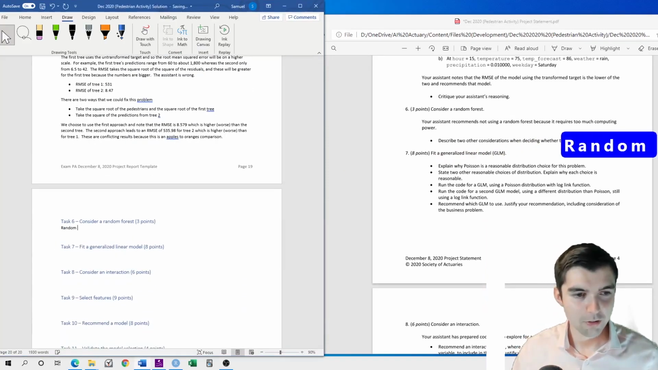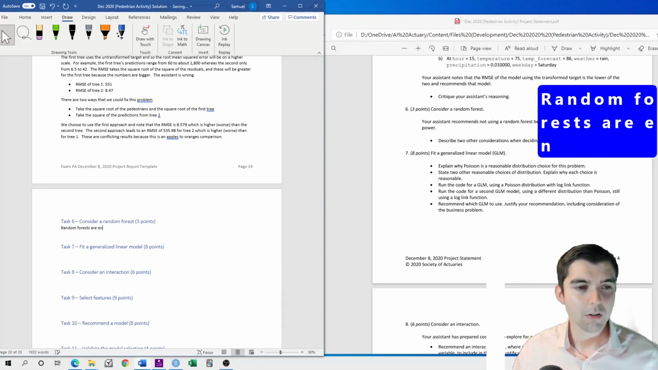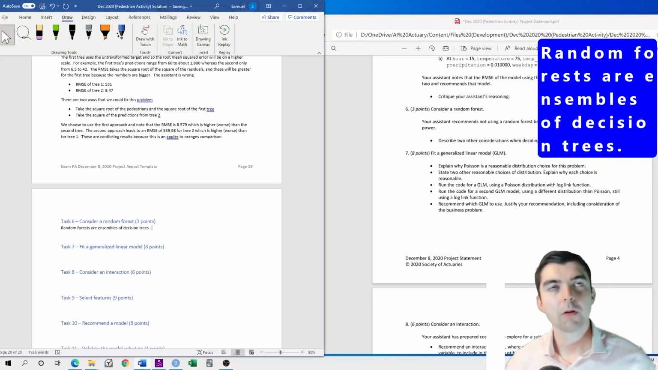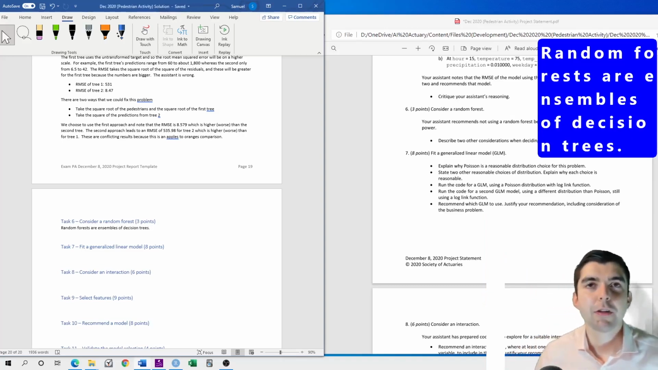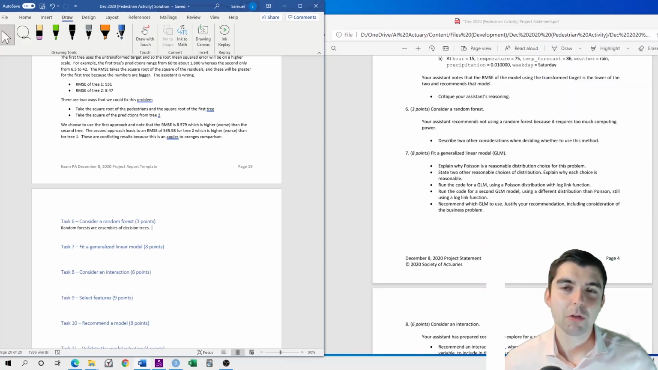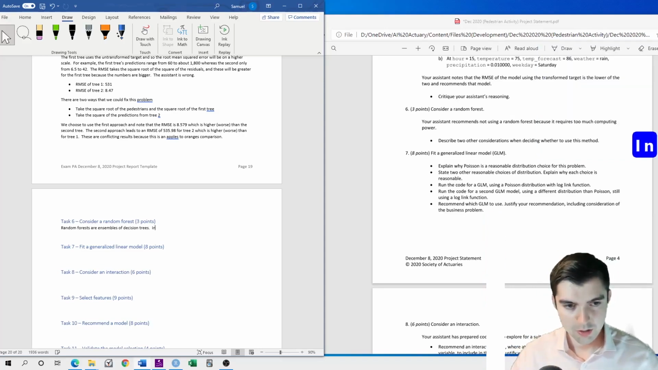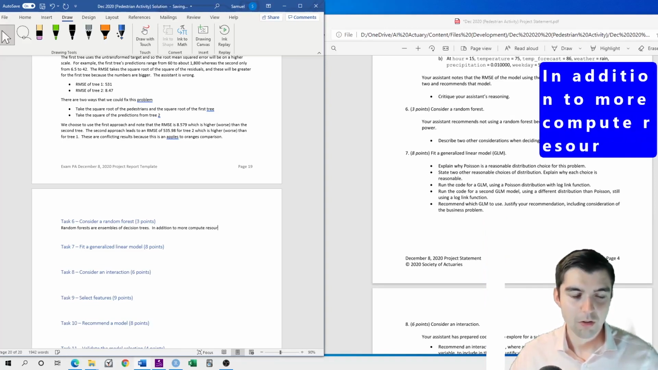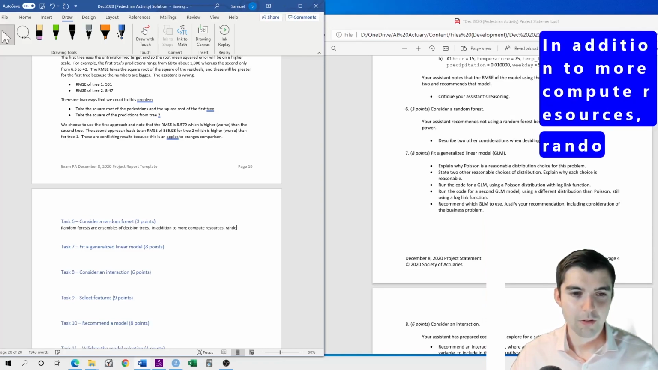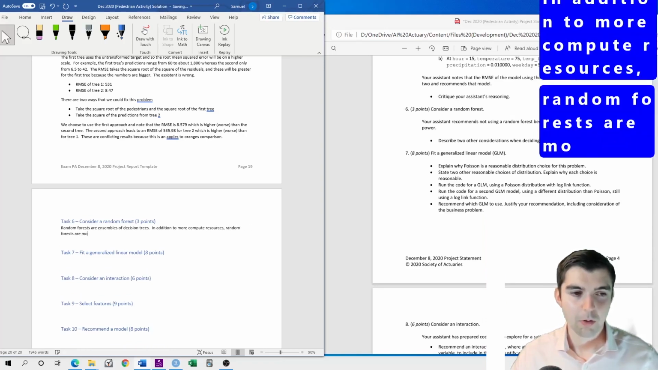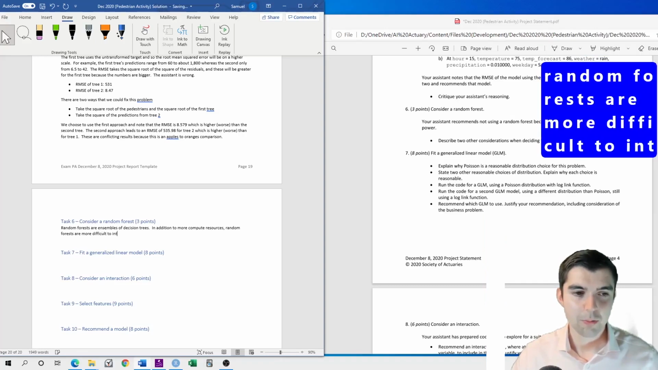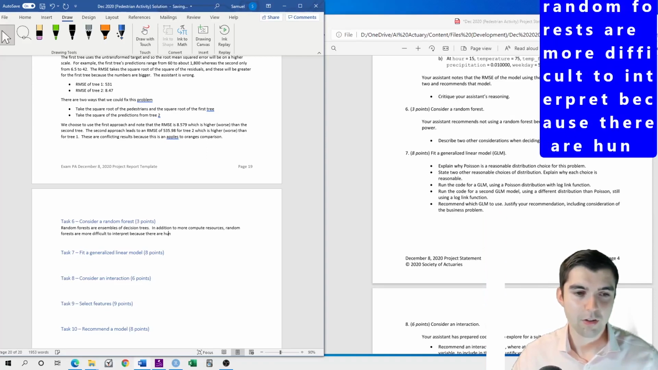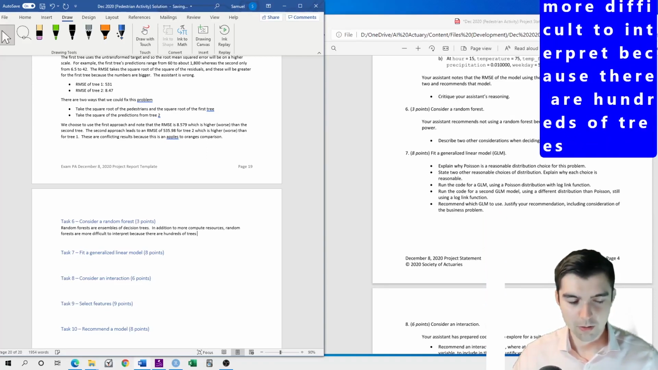So random forests are ensembles of decision trees. So if I just think I have to fit a lot of different decision trees, so it will take longer. So in addition to more compute resources, random forests are more difficult to interpret because there are hundreds of trees used.